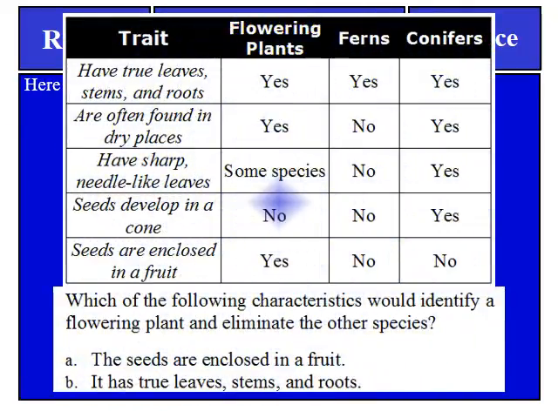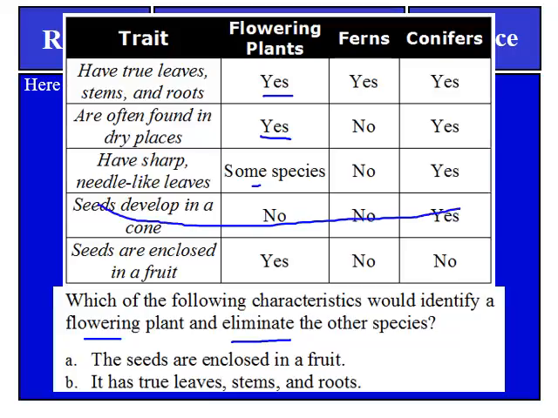All right, one more. Which of the following characteristics would identify a flowering plant and eliminate the other species? So which of these two would identify a plant that flowers and it eliminates all the other ones? So if we look at flowering, we want to know that it flowers. So this one does. This one does. This says some species. We know this is no, so we need to cross that off.